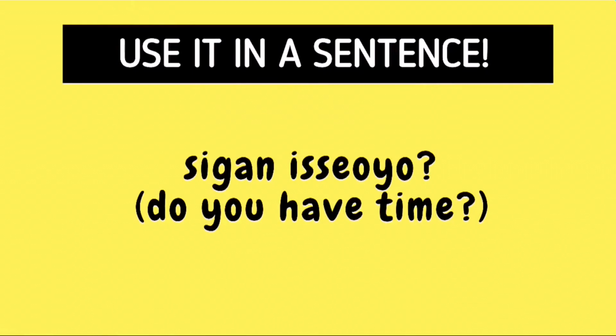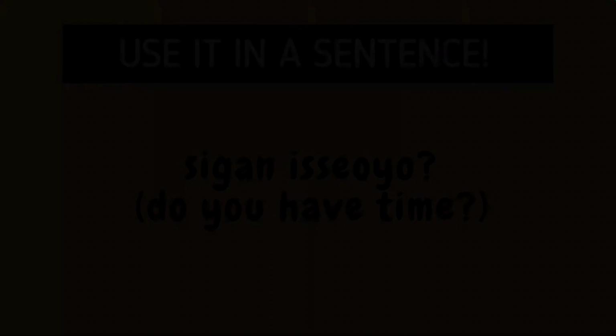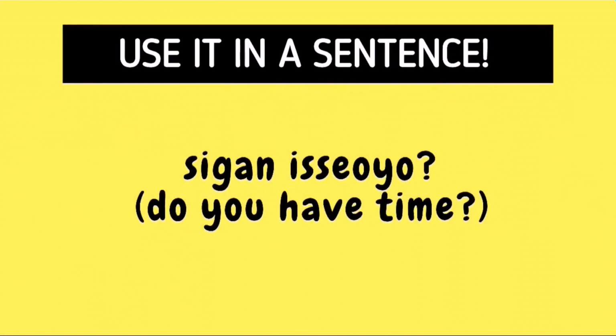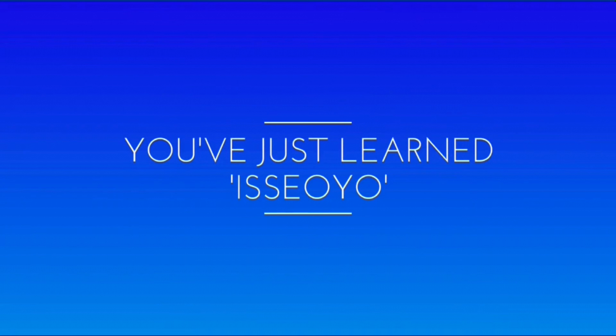Now let's try looking into this example sentence. It says 시간 있어요. 시간 있어요. And this sentence could be subdivided into 2. The first part is 시간, which means time, and the second part is 있어요, which is our word for today. And one interpretation or use of this is to ask whether you have something or not. So when we combine these two, it would result to 시간 있어요, which is the same as asking, do you have time? So with that, you've just learned 있어요.